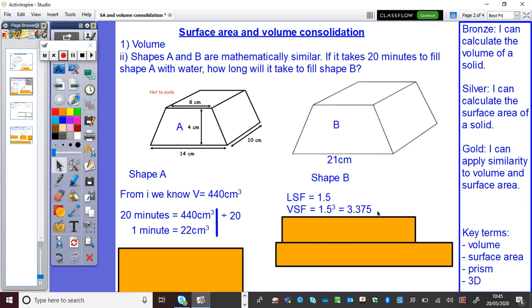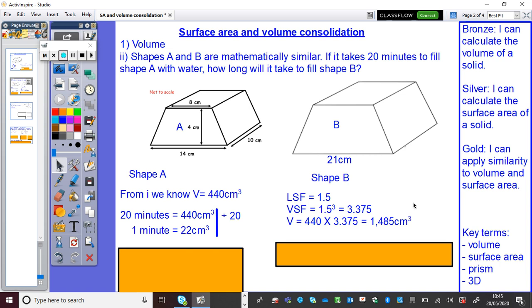So 1.5 cubed, which is 3.375, that is my volume scale factor. Okay, VSF is a fine notation if you want to use that. That's absolutely fine. So I just need to multiply the volume of shape A by that volume scale factor to calculate the volume of shape B. So 1,485 centimeters cubed. Again, notice that I'm putting those units there. They are important. Okay, it shows that we know what we're talking about.